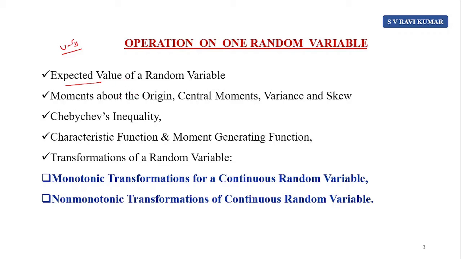If you know the definition of the mean value, then you may go for moment about the origin, moment about the mean, or simply central moment, and based on the moment about the origin and central moment, you may define variance and skew value. These are very important to solve 2 marks questions from the definition point of view, or you may get a 7 marks problem. And Chebyshev inequality is also very important from the examination point of view.